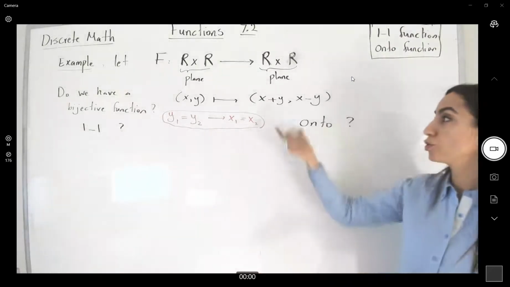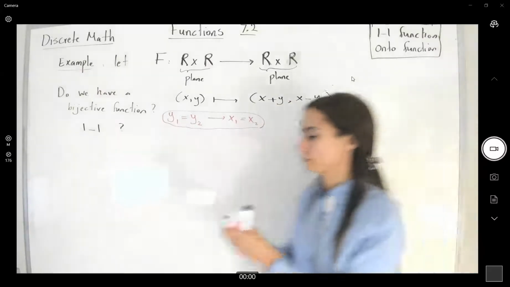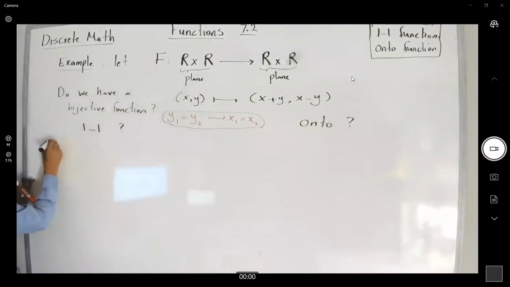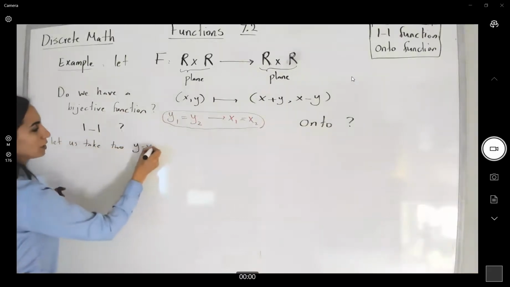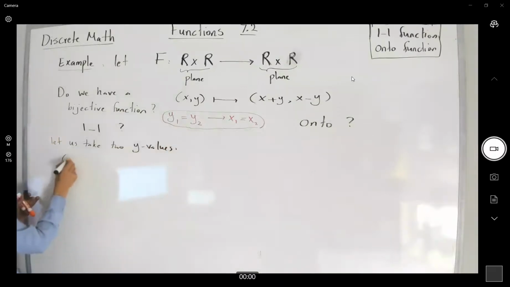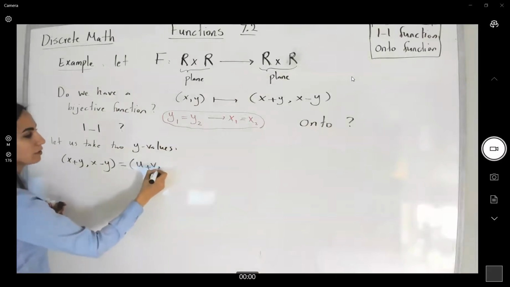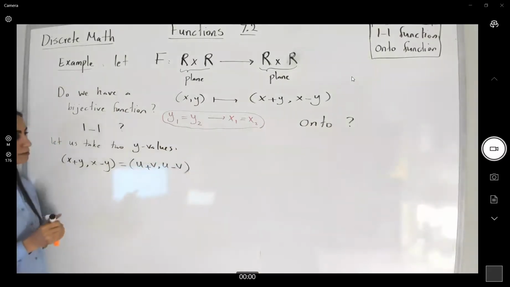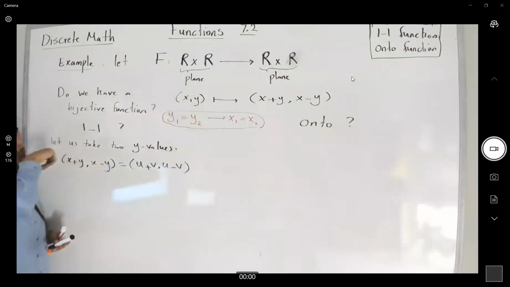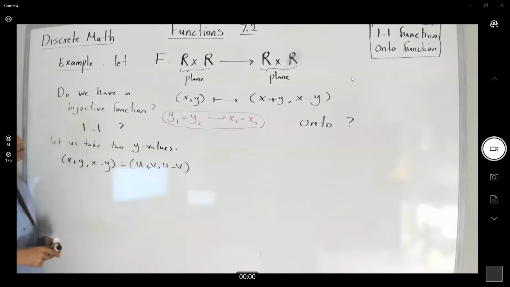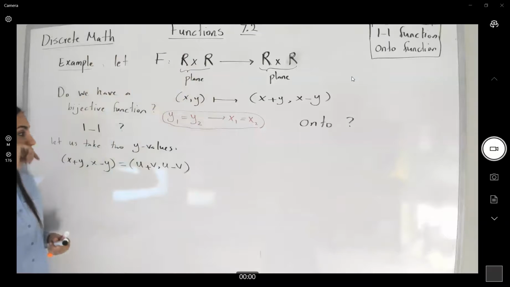We're going to take 2 y values. One of them is x plus y, x minus y, and the other guy is u plus v, u minus v. So we're taking 2 y values, okay? And now we want to show that the x values are the same. What's the meaning of that? It means that x is equal to u, y is equal to v.